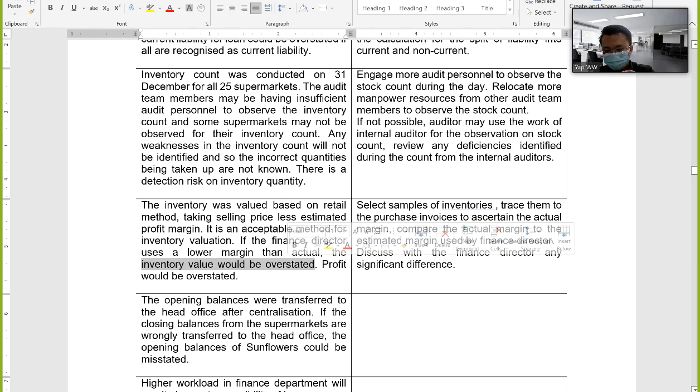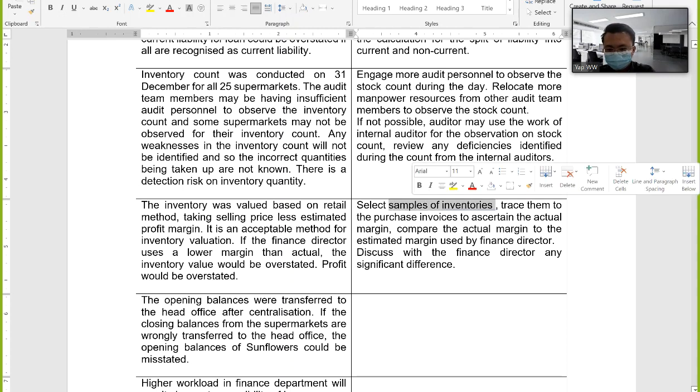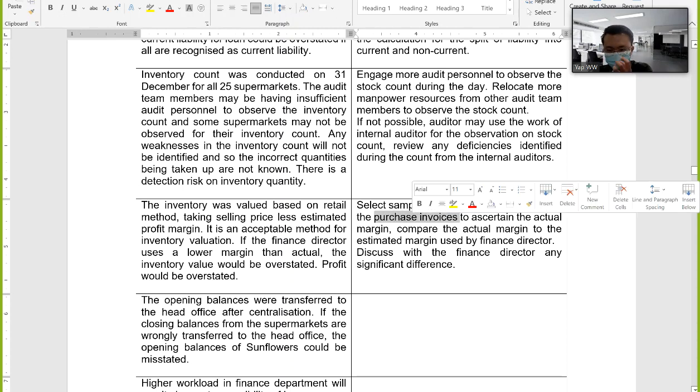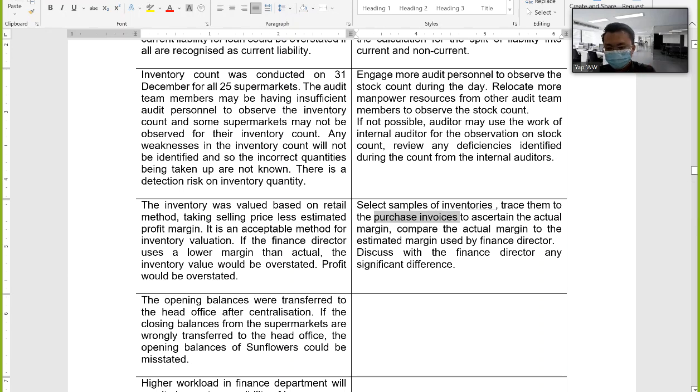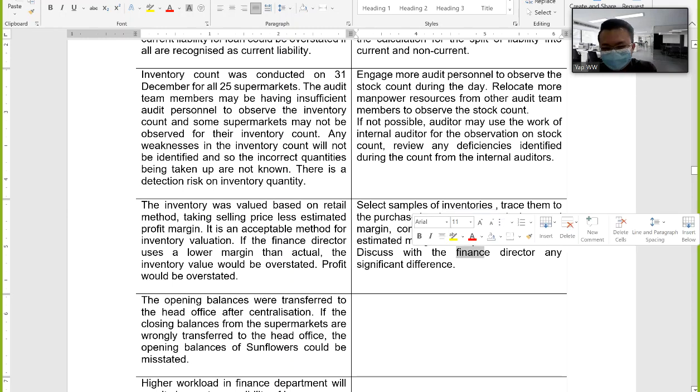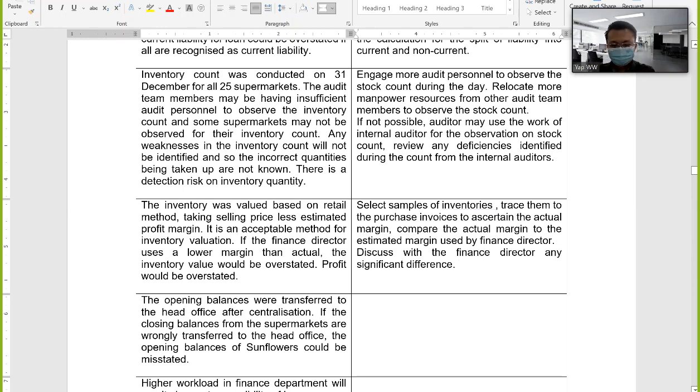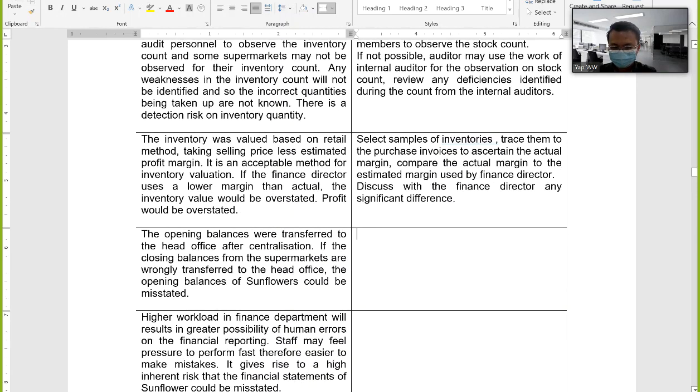So now what we are going to do is test the margin. I don't want his estimate. I just select some samples, look at the purchase invoice to find the actual cost, then I will know the actual margin. Compare the actual margin to the estimated one, then I ask him about the difference. Let him explain. If he can't explain, then ask him to change the estimate, which is very tough. Finance directors usually are accountants. Accountant versus accountant. Auditor is also an accountant.